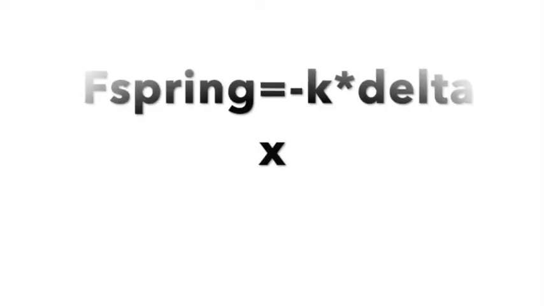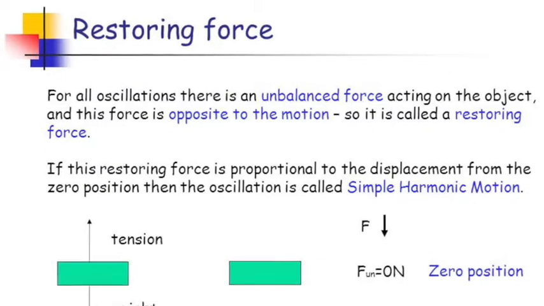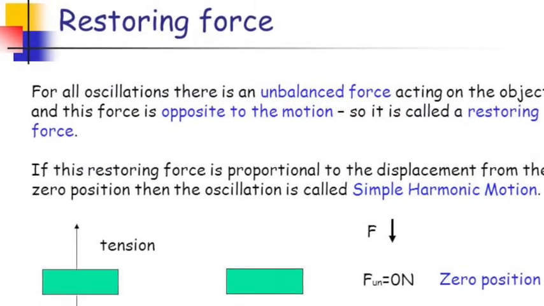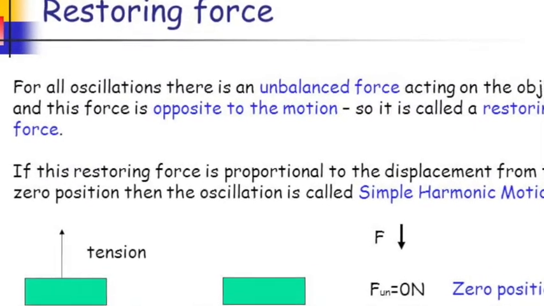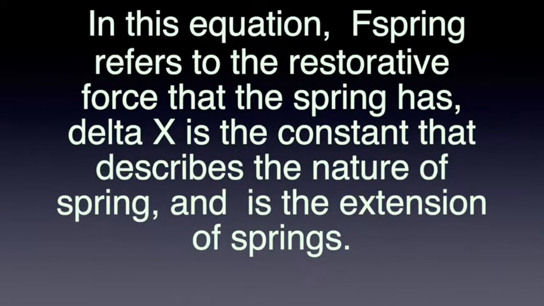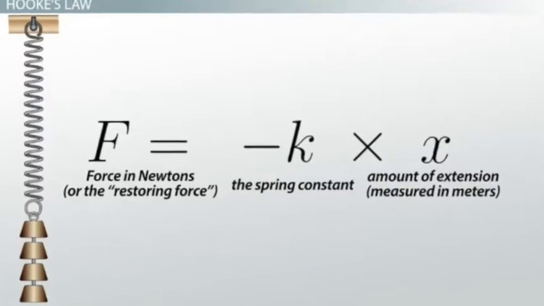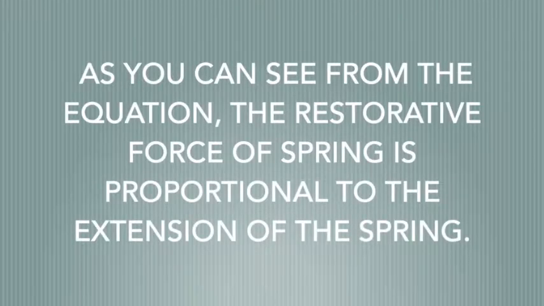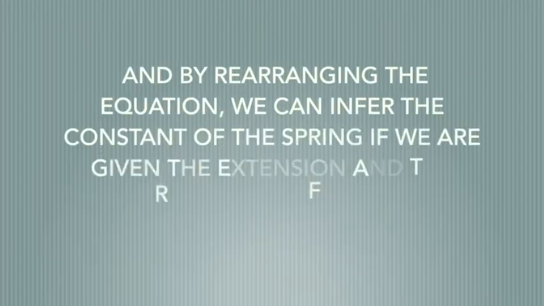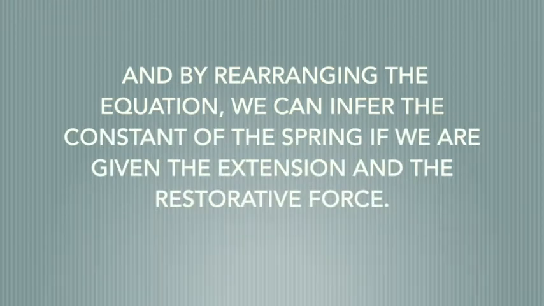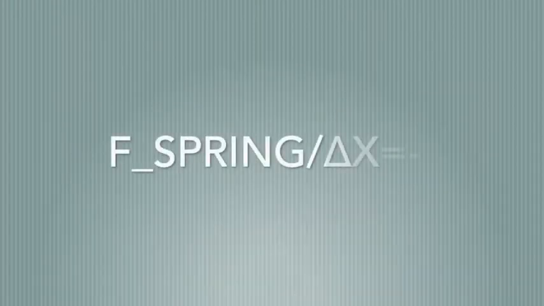The equation of Hooke's law is F spring equals negative k times delta x. In this equation, F spring refers to the restorative force that the spring has. k is the constant that describes the nature of the spring, and delta x is the extension of the spring. As you can see from the equation, the restorative force of the spring is proportional to the extension of the spring, and by rearranging the equation, we can infer the constant of the spring if we are given the extension and the restorative force.